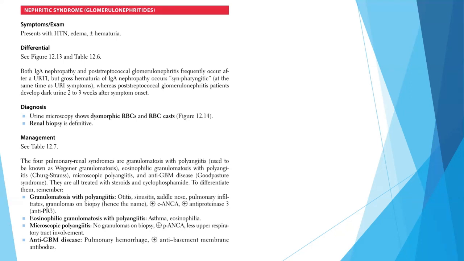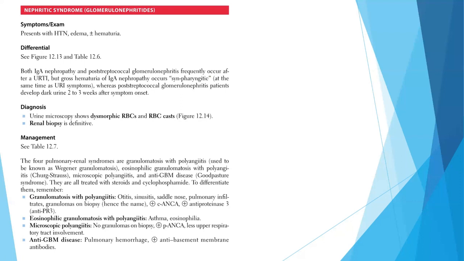the renal biopsy is definitive. The four pulmonary renal syndromes are granulomatosis with polyangiitis, eosinophilic granulomatosis with polyangiitis, microscopic polyangiitis, and anti-GBM disease or the Goodpasture syndrome. Now, they all are treated with steroids and cyclophosphamide. Now, to differentiate them, remember, granulomatosis with polyangiitis consists of otitis, sinusitis, saddle nose, pulmonary infiltrates, granulomas on the biopsy.